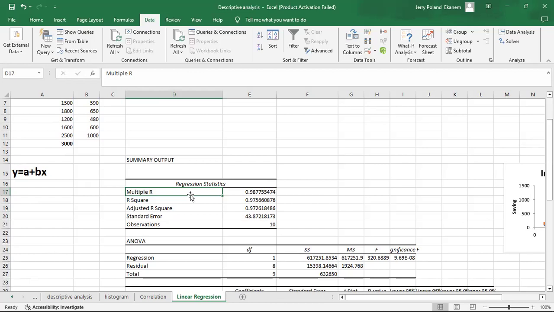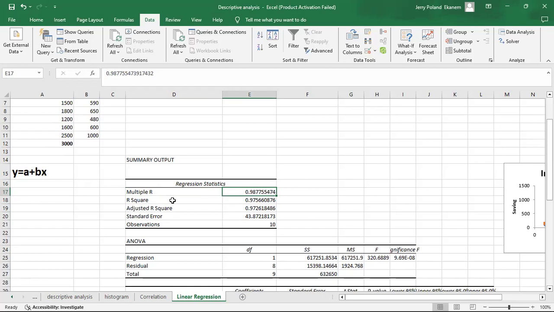Now it's always between -1 and +1, so it's always within that range. As we can see here, for the multiple R, we have 0.9, and that's a very strong positive coefficient. So it means that the correlation coefficient is very, very strong. That's 0.9, so we can tell that income to saving is very, very strong.